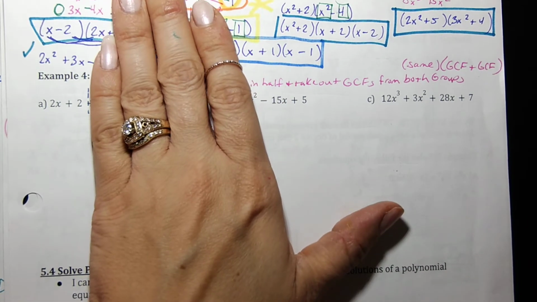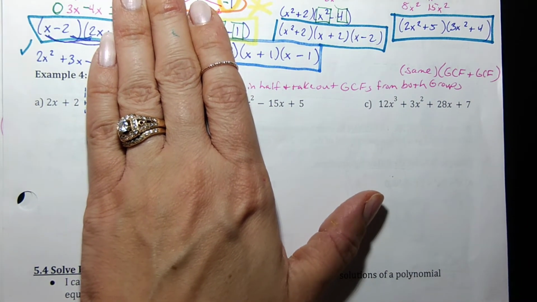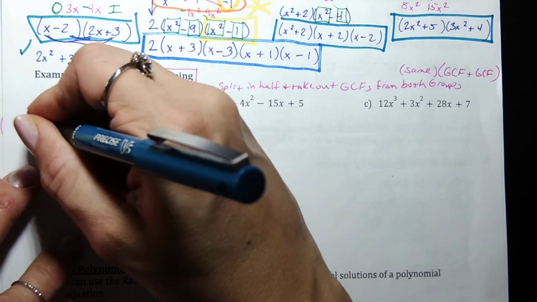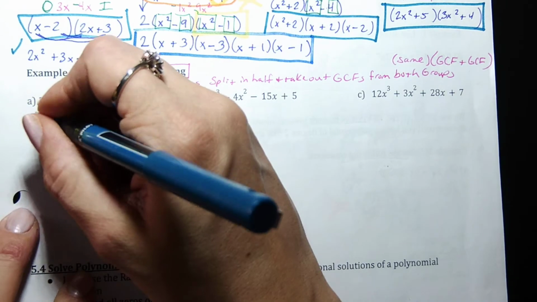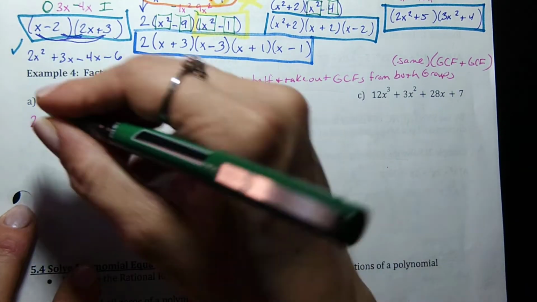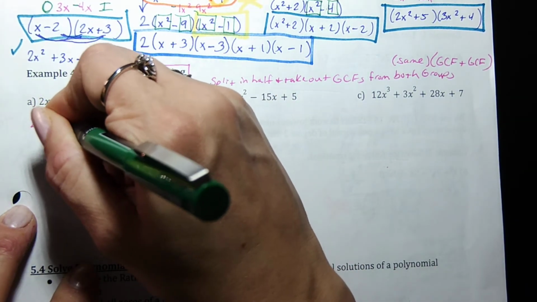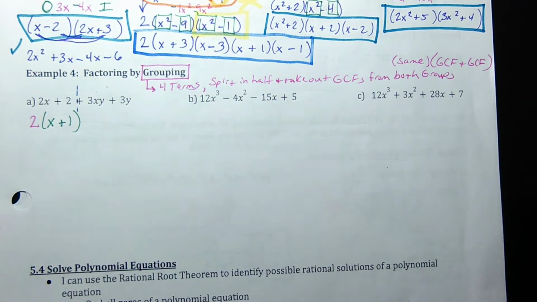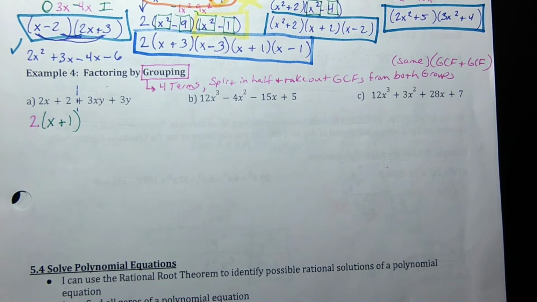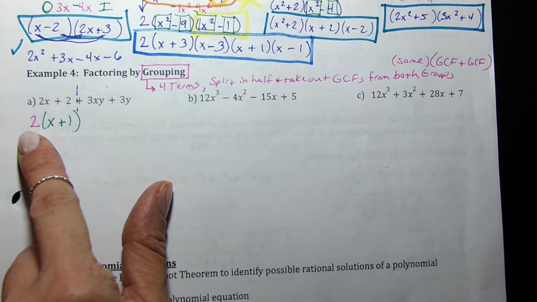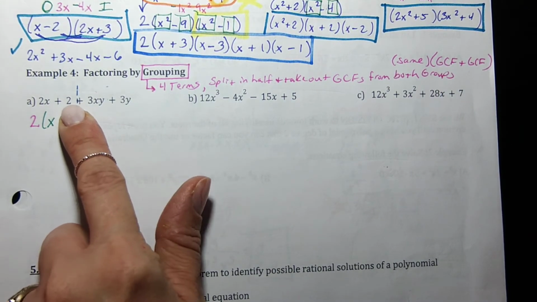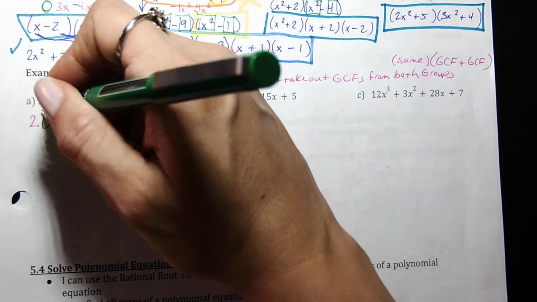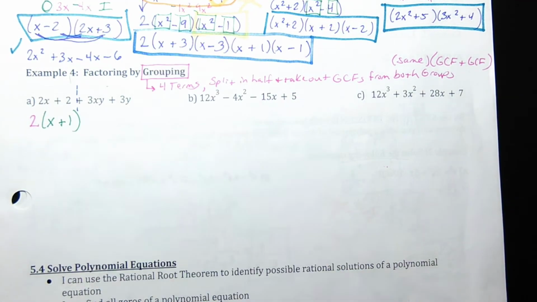So what is my GCF for group number 1? 2. So we're going to take a 2 out. And that will leave me with x plus 1. That sometimes throws students off that it's x plus 1 and not x plus 0. When we take out a GCF, we want it so that if we were to redistribute that back out, we would get the same expression we started with. So 2 times x, 2x. 2 times 1, 2. So that's why we need that 1 kind of as a placeholder there.